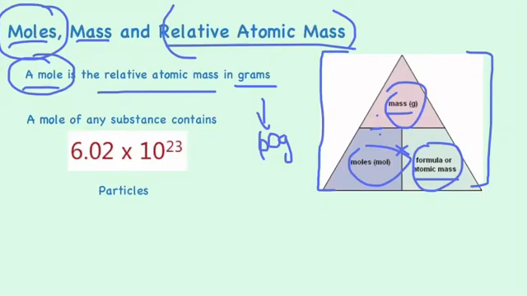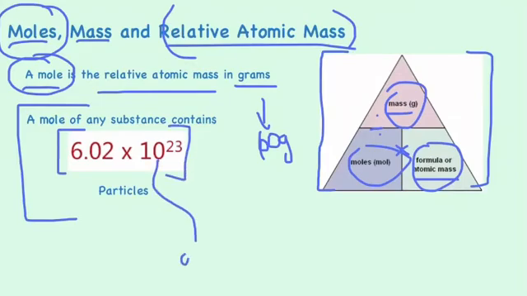Another important thing that we need to note is that 1 mole of any substance contains 6.02 times 10 to the 23 particles. This is a very large number, which is known as Avogadro's constant. Essentially, this means that if I had 1 mole of ethanoic acid, it would contain 6.02 times 10 to the 23 particles of ethanoic acid in it.